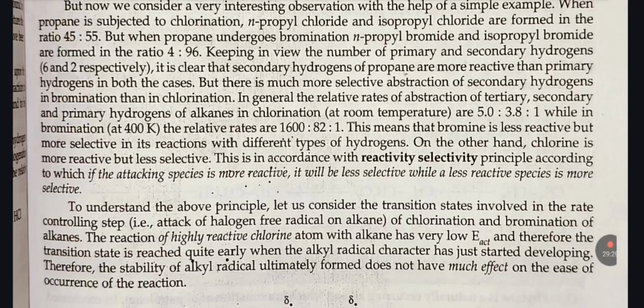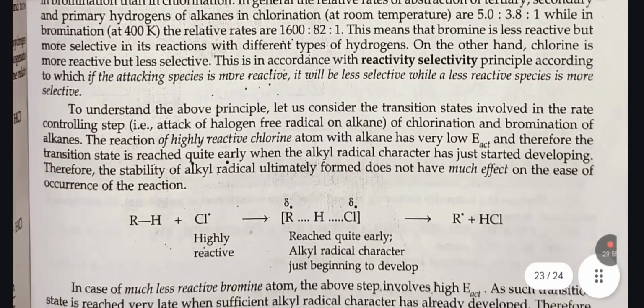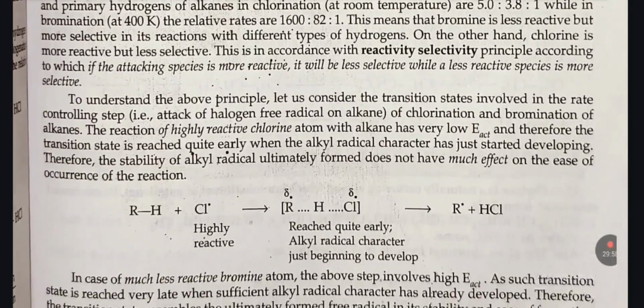But there is much more selective abstraction of secondary hydrogen in bromination than in chlorination. In general, the relative rate of abstraction of tertiary, secondary, and primary hydrogen of alkane in chlorination at room temperature are 5 : 3.8 : 1, while in bromination at 400 Kelvin the relative rates are 1600 : 82 : 1. This means that bromination is less reactive but more selective in its reaction with different types of hydrogens.